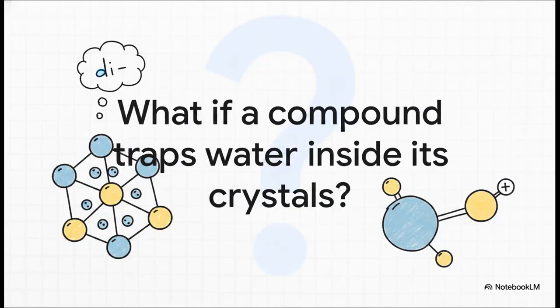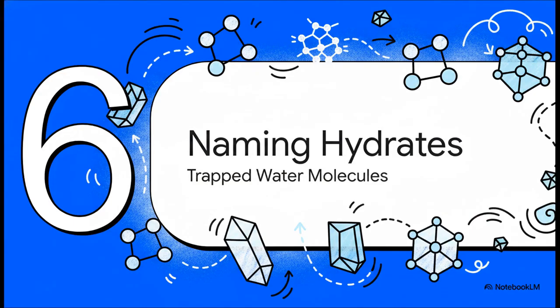Okay, so we've covered ionic compounds, molecular prefixes, and the kind of complex rules of acids. But before we wrap up this Codebreakers guide, I have to ask one final, really cool question. What happens if an ionic compound traps intact water molecules directly inside its solid crystalline structure? Which brings us perfectly to our final section, naming hydrated compounds.